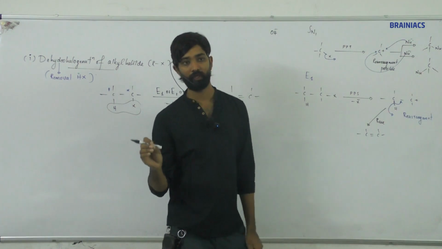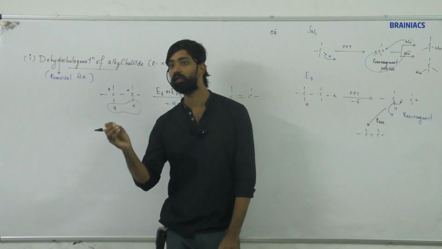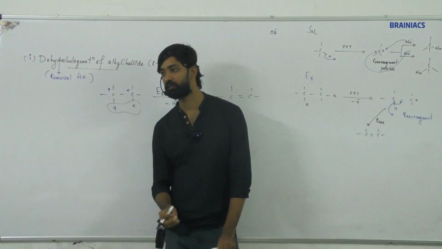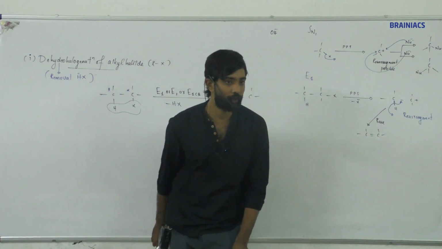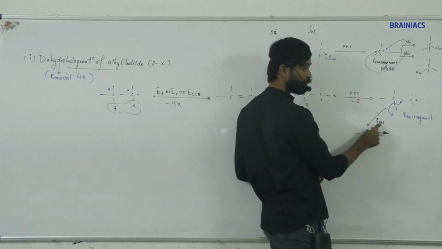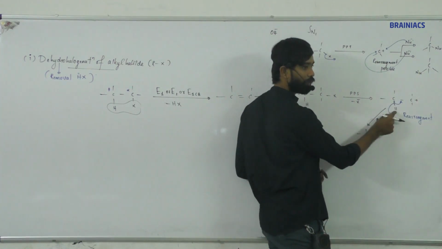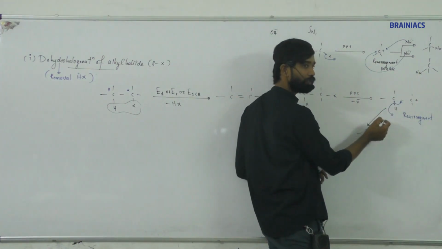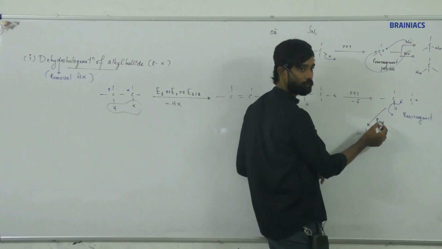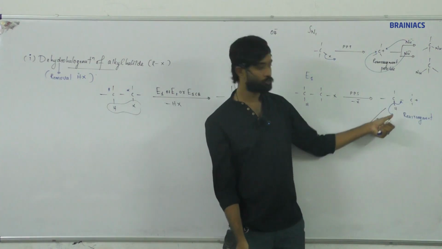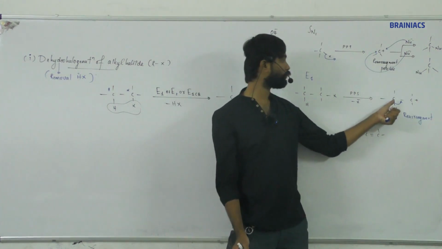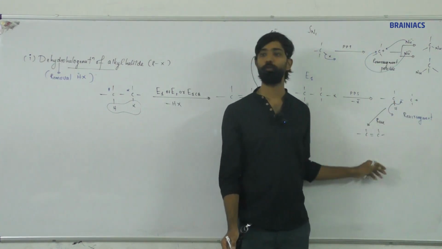Base is nothing but a species which can donate an electron pair to H plus. If this is a base which is ready to donate an electron pair to H plus, then H plus is abstracted from this. The necessary electron pair for H plus is given by the base. So H plus is abstracted so that the bond jumps to here to form the alkene.